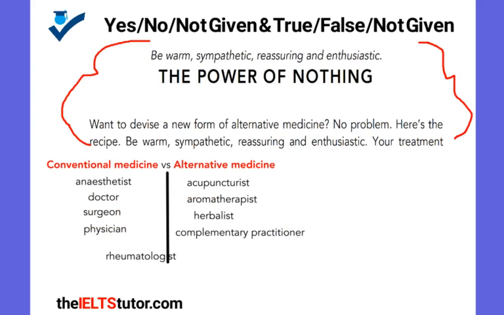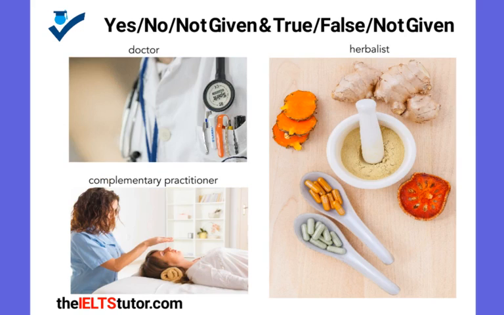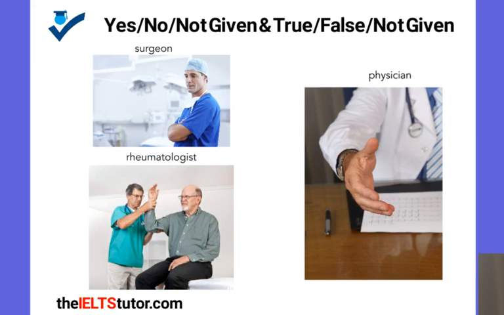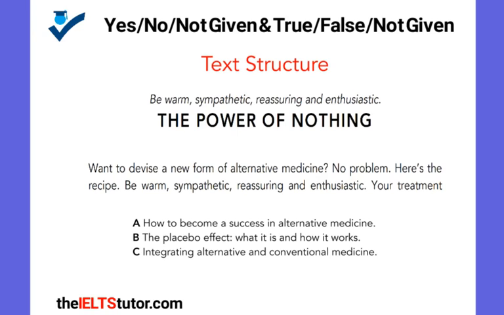Okay, so here we have a list of people who practice conventional medicine and another list of people who practice alternative medicine. Now let's see if you're able to put these words in context. Okay, before we start looking at the text proper, we'll begin with the text structure.